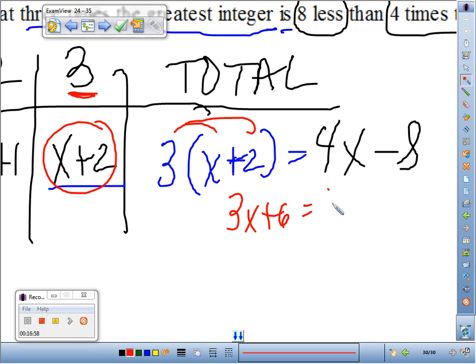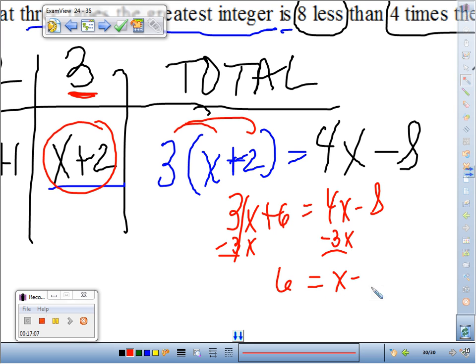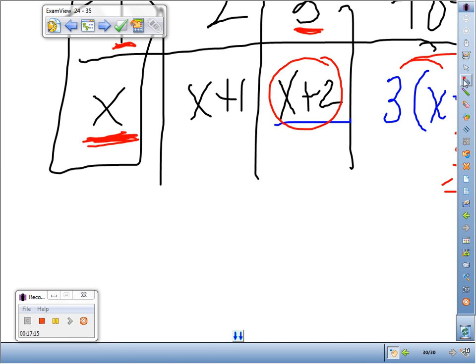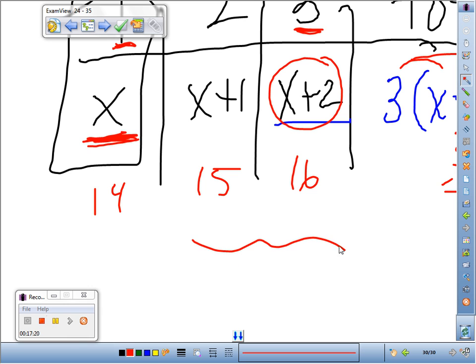3x plus 6 equals 4x minus 8, minus 3x, minus 3x. Therefore, we're left with 6 equals x minus 8, plus 8, plus 8. 14 equals x. So what are my integers? 14, 15, and 16, and you write your statement.